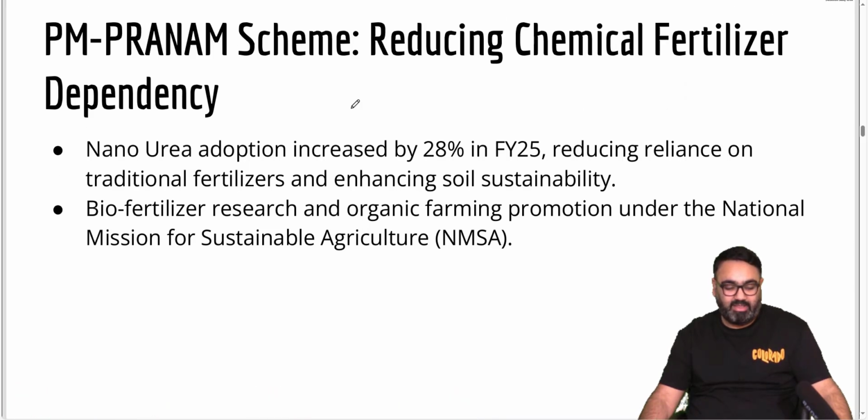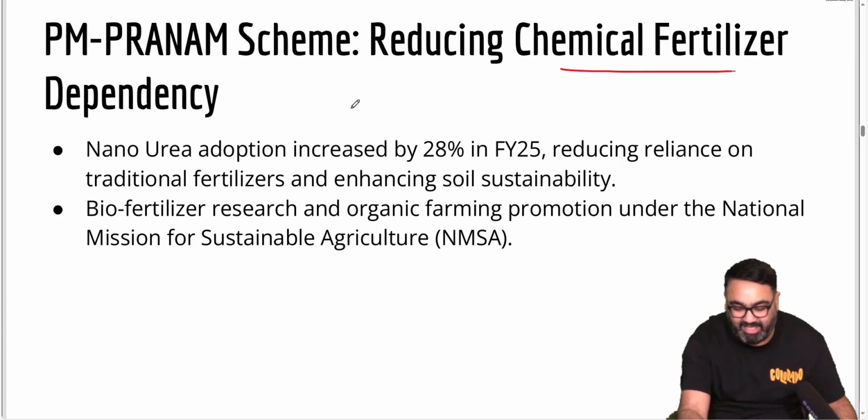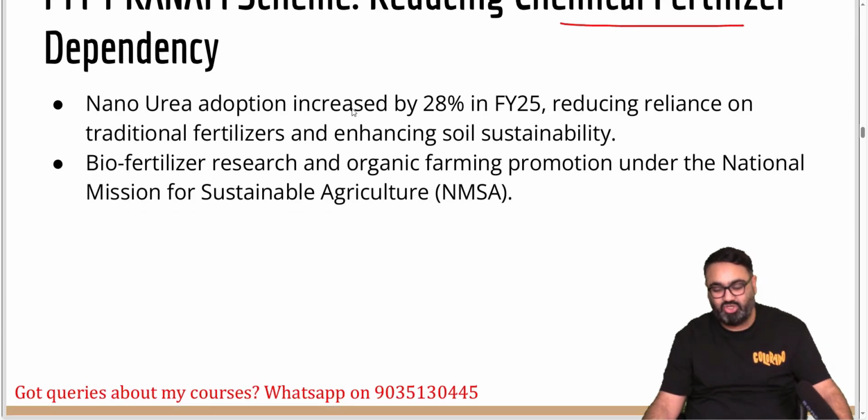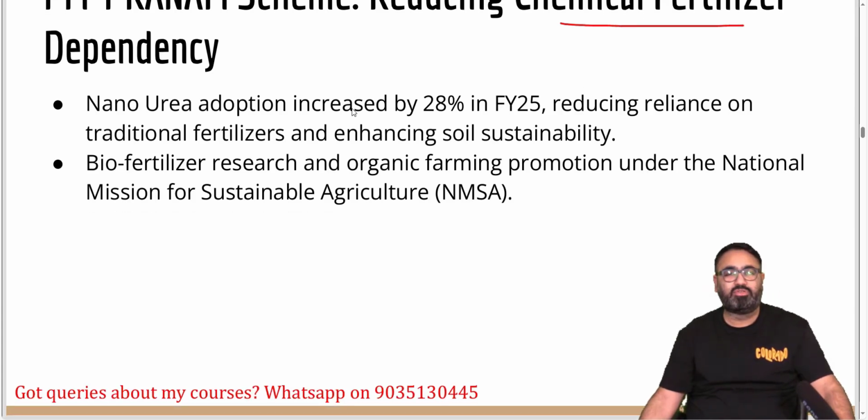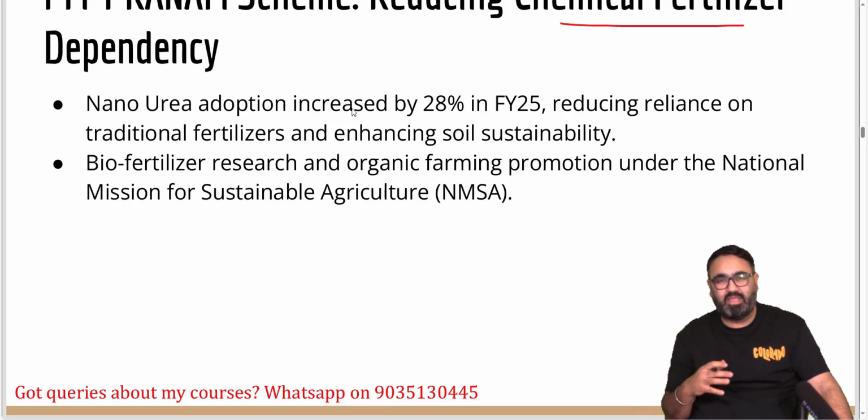Another scheme introduced by the government is called PM Pranam scheme. The aim mainly is to reduce chemical fertilizer dependency. As you know, the government of India gives huge agriculture subsidies mainly in urea, and when you get something at a cheaper price or at almost free, then you tend to overuse it. So the government has been trying to pull the farmers away from overuse of these fertilizers.